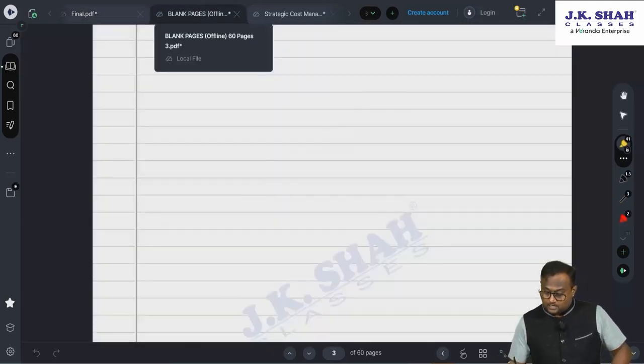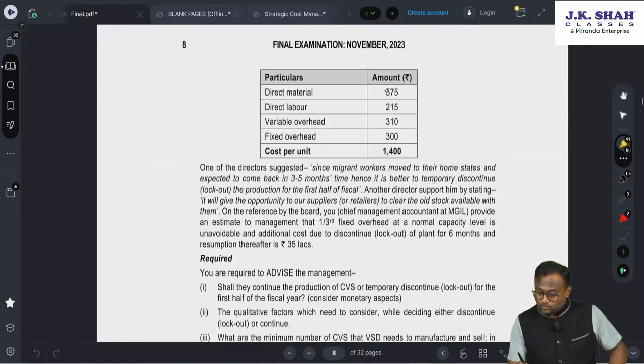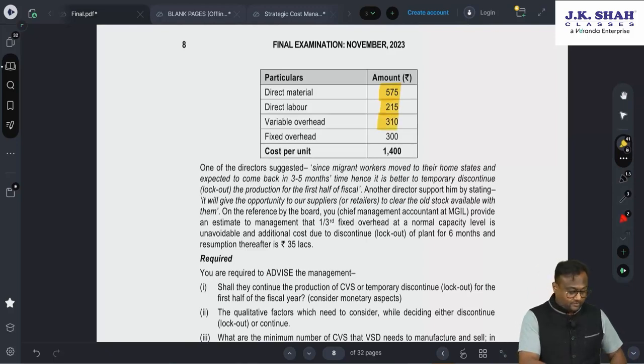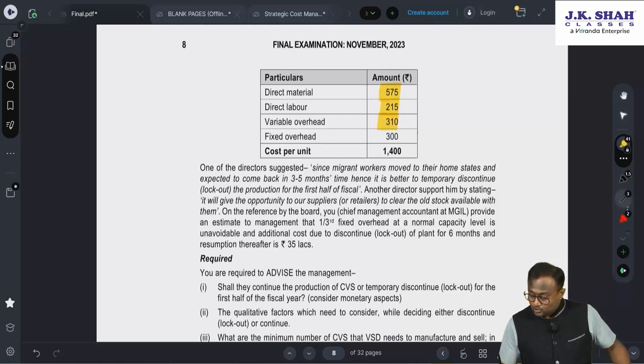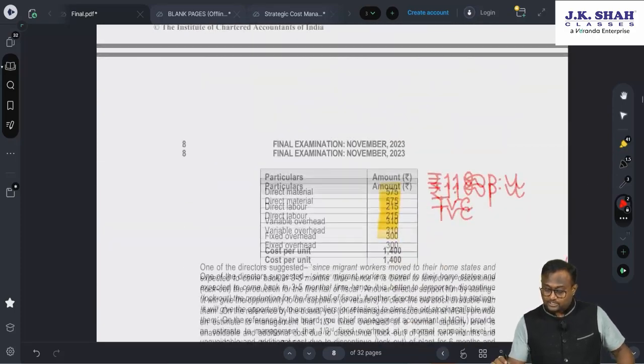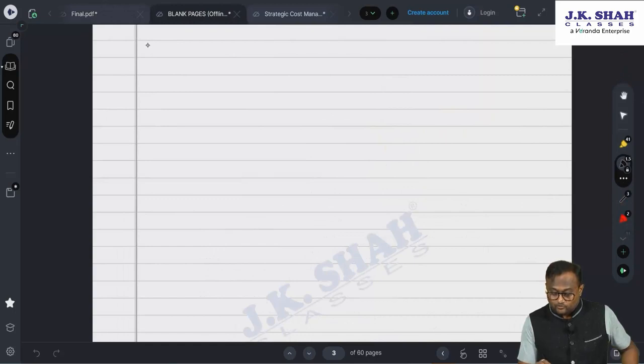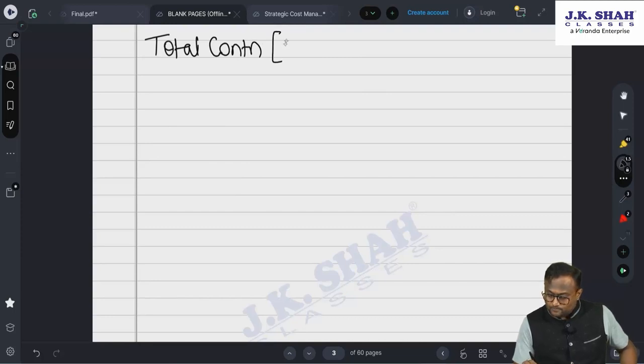Okay, and if you talk about the cost structure, guys, it is 575, 215 and 310. Your total variable cost is 1100 per unit. The question already has told you the selling price is 1600. If the selling price is 1600 and the variable cost is 1100, the contribution will be 500.